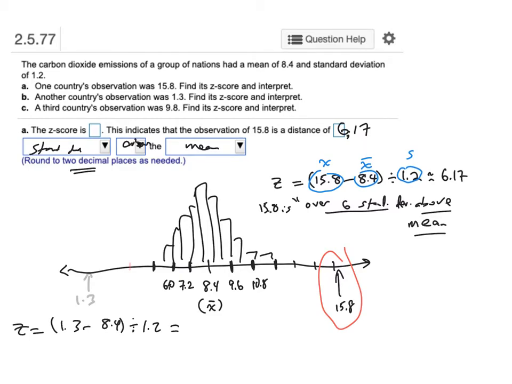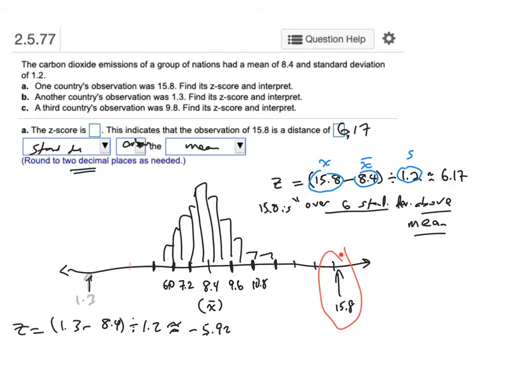Let me do that on my calculator. I get approximately negative 5.92 standard deviations. But see, because this is negative, that means that my value is almost 6 standard deviations below the mean. So a negative z-score means that my score, my data point, is below the mean. So these are both really goofy values.